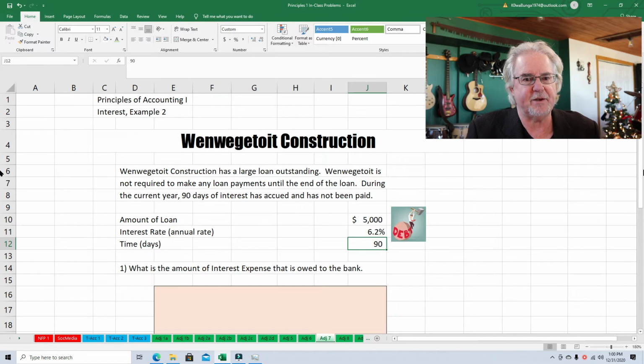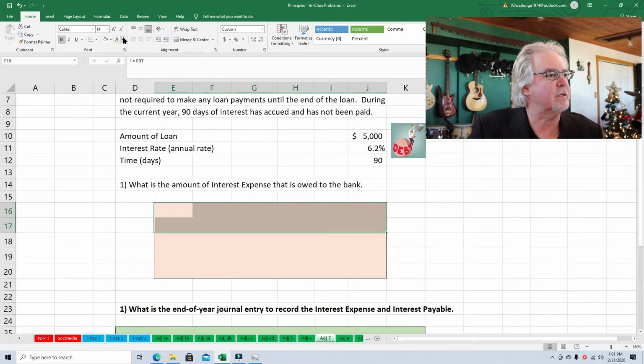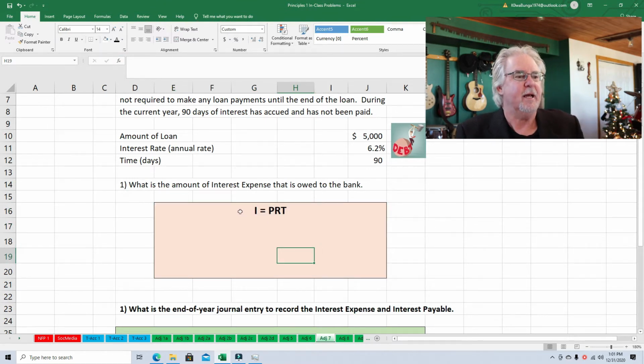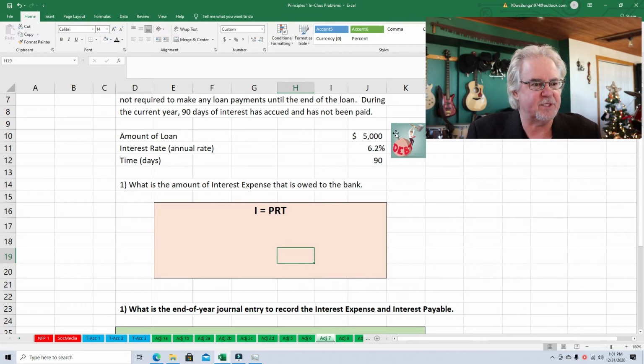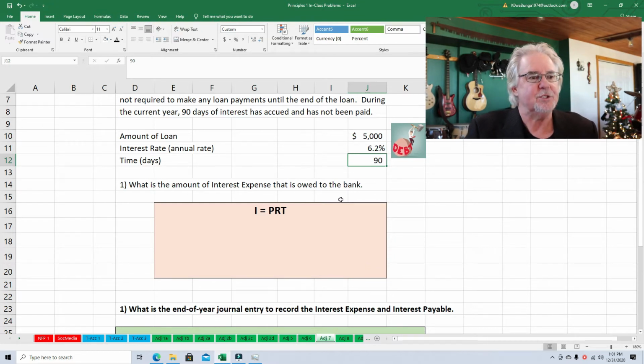So here we go, let's calculate that interest. Here we are. So here's the formula. I equals PRT. I party. All right, easy way to remember it. P stands for principal, which is the $5,000. R stands for the rate, and we have a 6.2% annual rate, and the time is 90 days. And again, we have to get this on an annualized basis, so we need to go 90 divided by 365, because there's 365 days in a year.